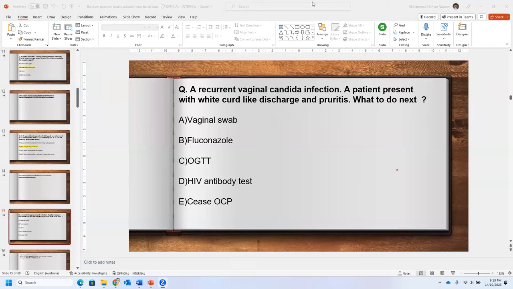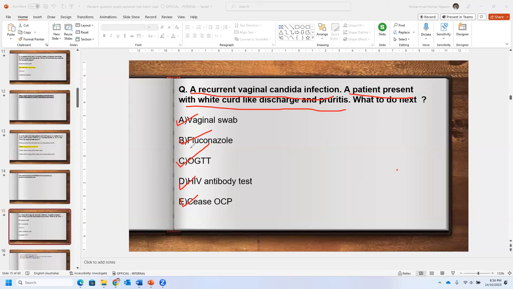All right, next question. A recurrent vaginal candidal infection. A patient presents to you with a white curd-like discharge and pruritus. What's the next step to do? Very easy question. Vaginal swab, fluconazole, OGTT, HIV antibody test, or cease the oral contraceptive pill. Very good. So even if it's a recurrent vaginal infection, the first thing with any vaginal discharge is we take a swab. We always take a swab. Doesn't matter if it is the fifth episode or the seventh episode or the 11th episode this patient is having. The first thing is that we take a vaginal swab. And then if it's a recurrent infection, then we treat them accordingly with fluconazole.